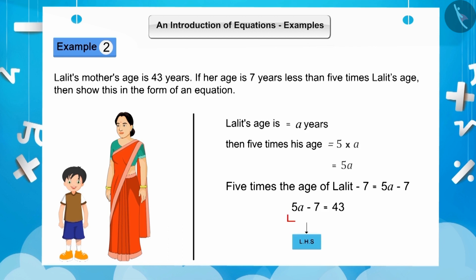In this equation, the expression 5A minus 7 is equal to 43. Solving this, we will find the age of Lalit.